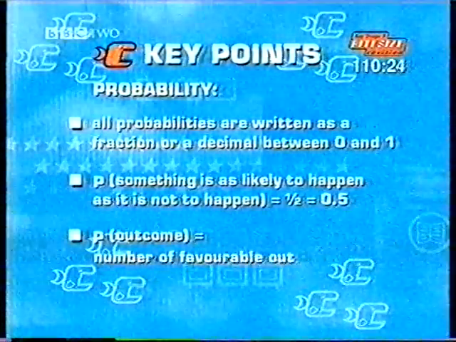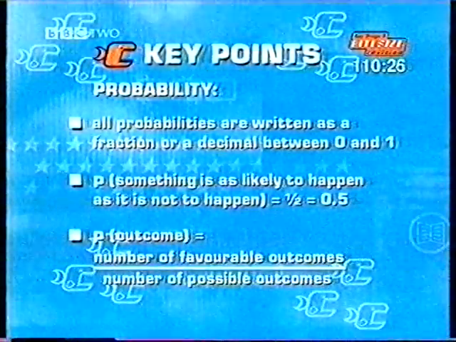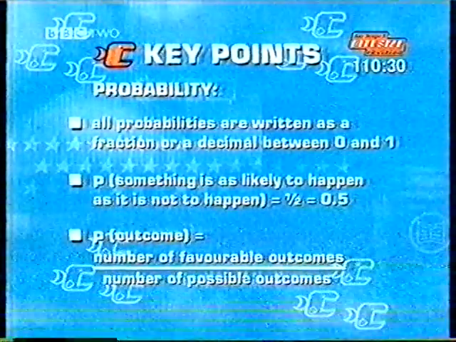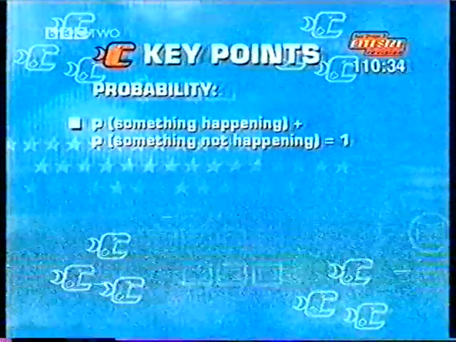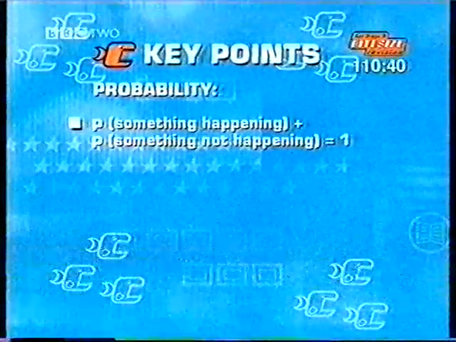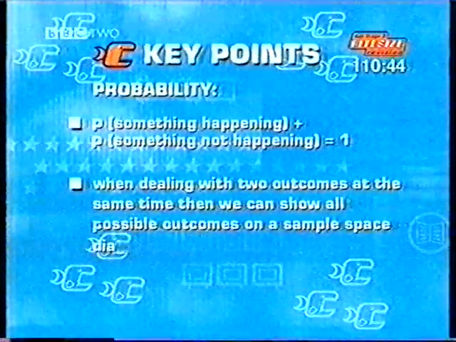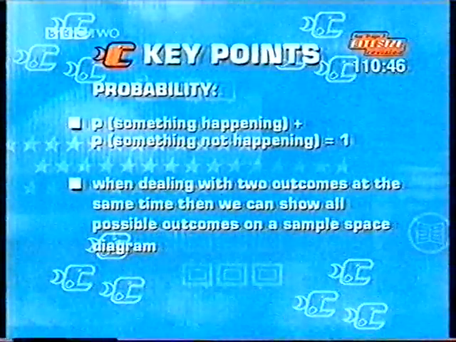The probability of an event happening is the number of favourable outcomes we want to happen divided by the total number of possible outcomes. The probability of an event happening plus the probability of that same event not happening is always 1. When dealing with 2 outcomes at the same time, we can show all the possible outcomes on a sample space diagram.